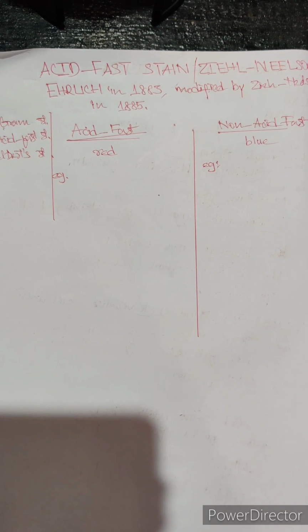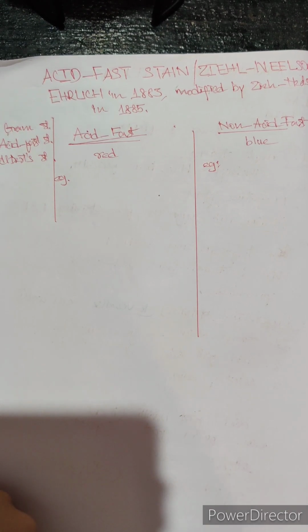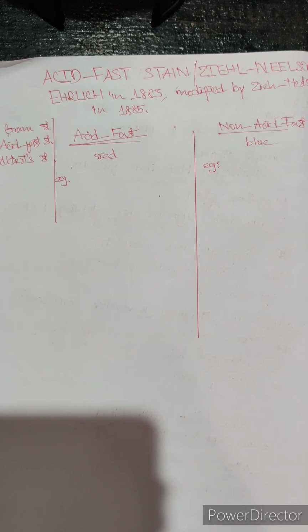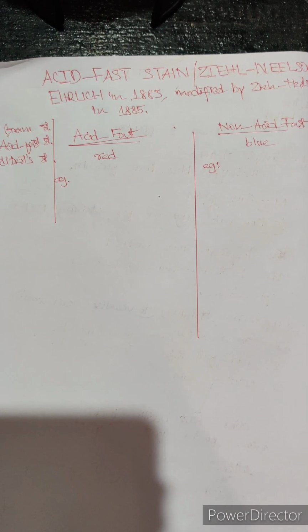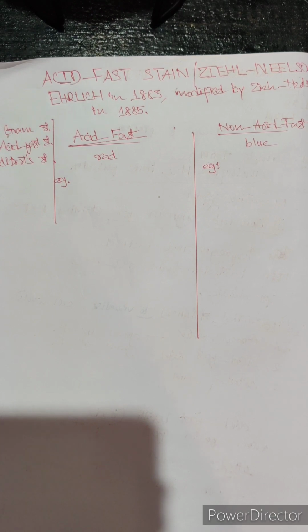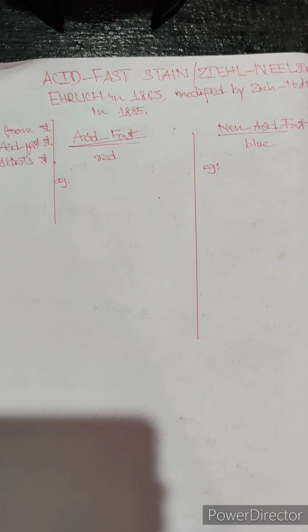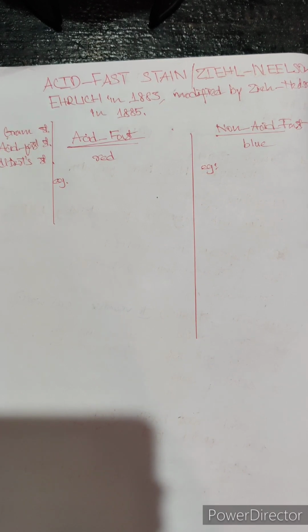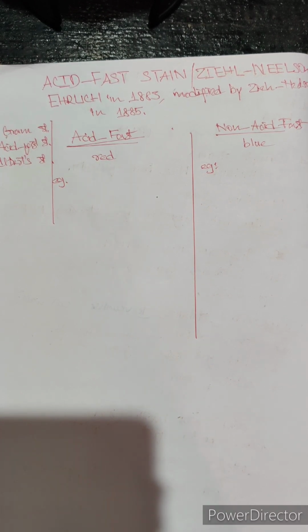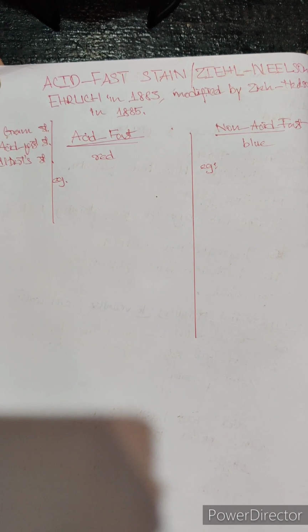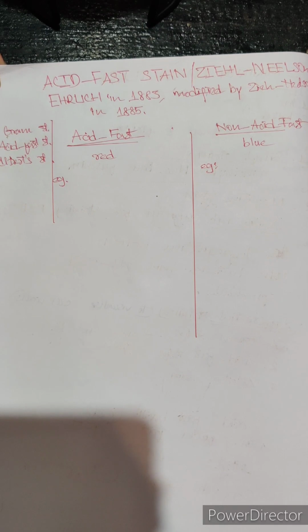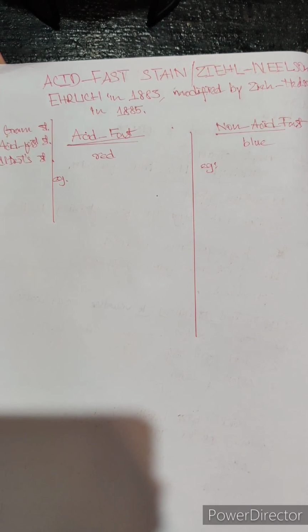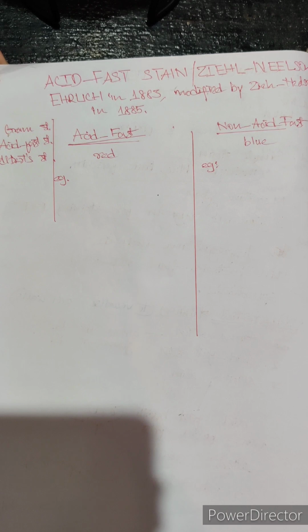Today our topic is acid fast stain, which is also known as the Ziehl-Neelsen technique. If you have seen my previous videos, then you must already be familiar with differential staining. Basically, what differential staining does is it distinguishes one type of bacteria from the other types of bacteria.